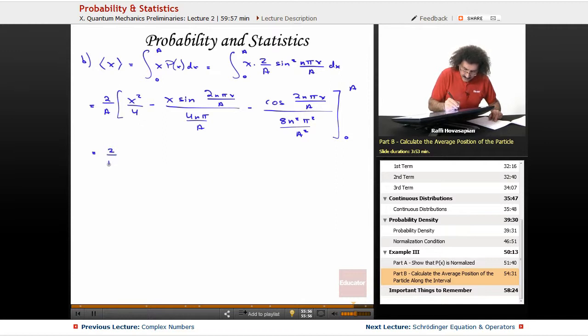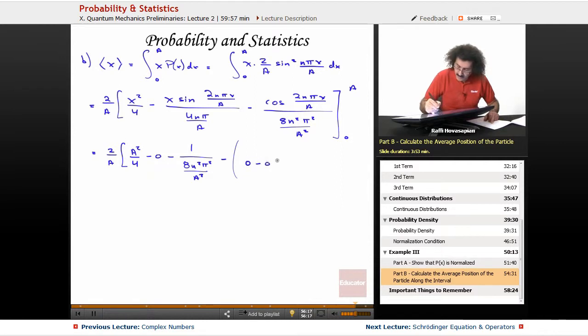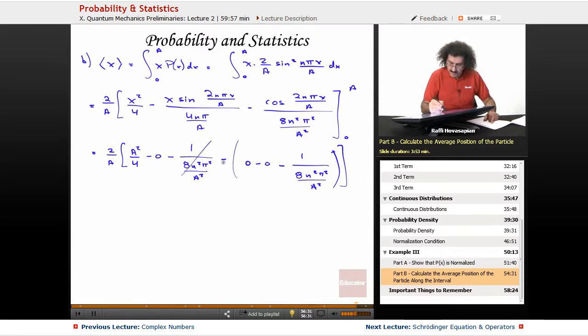So when I put this in, I get the following. I get a squared over 4 minus 0 minus 1 over 8n squared pi squared over a squared, minus 0 minus 0 minus 1 over 8n squared pi squared over a squared. Minus a minus that becomes plus, so these cancel, and I'm left with 2 over a times a squared over 4, which is equal to a over 2.